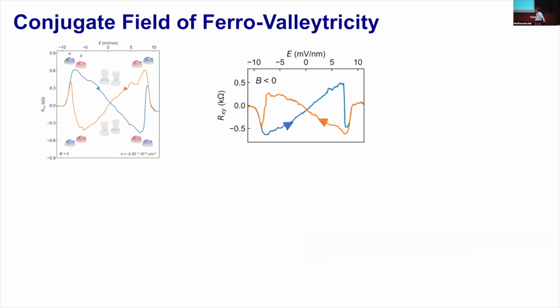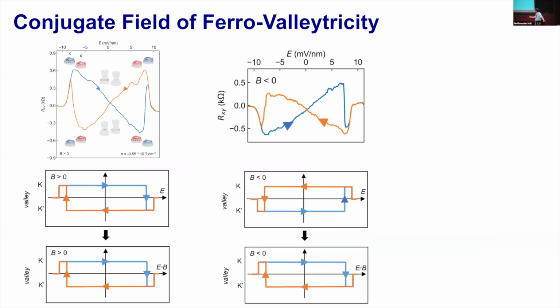To be more specific, when you apply a small positive magnetic field, you get this kind of butterfly hysteresis. And it corresponds to a valley hysteresis loop like this. This blue line means you stay in the K valley, and the orange line means you stay in the K prime valley. This butterfly in Rxy corresponds to a hysteresis in the valley polarization. And if you flip the sign of the magnetic field you apply, the direction of winding in this butterfly is reversed, okay? So the hysteresis of valley polarization would change direction as well. Here is clockwise, here's counterclockwise.